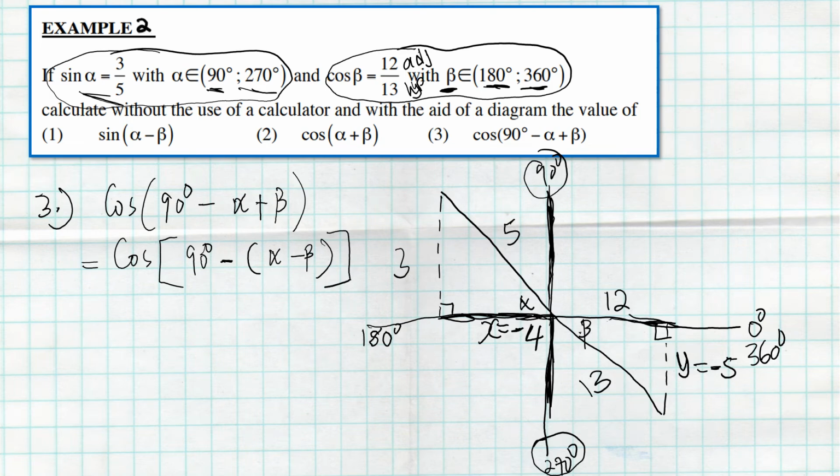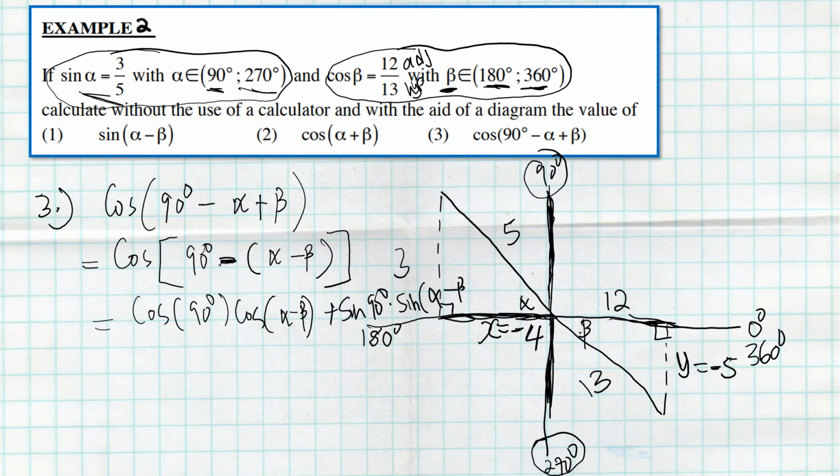Then you can use the compound angle for cos, that says cos 90 degrees times cos of alpha minus beta, and because it was minus there, it will be plus, sine 90 degrees times sine of alpha minus beta. But it's going to be quite complex, can you see? Because you also need to expand this one, and this one. Okay, let me show you another simple method.